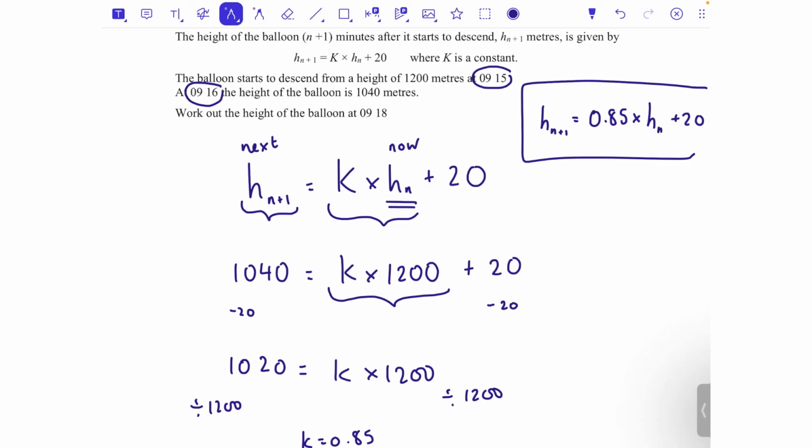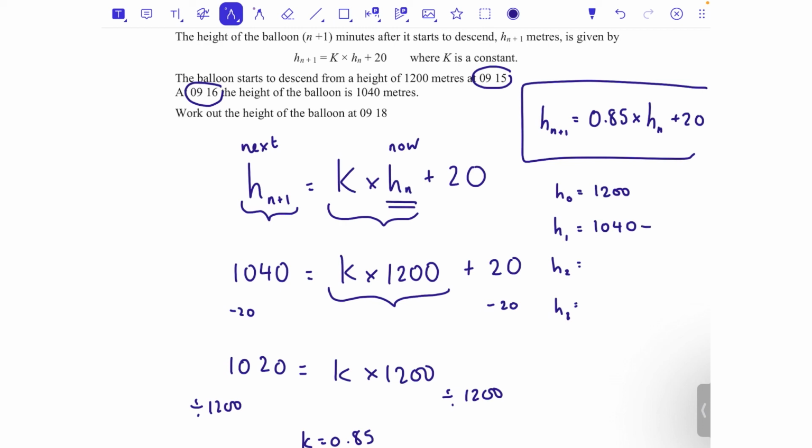So at 9:15, let's call that h0. That's the starting height. It was 1,200. At h1, 1 minute later, it was 1,040. h2, well, that would be 9:17. And then h3, that's what we're looking for, because that would be 9:18. So we're just going to keep putting the values in.